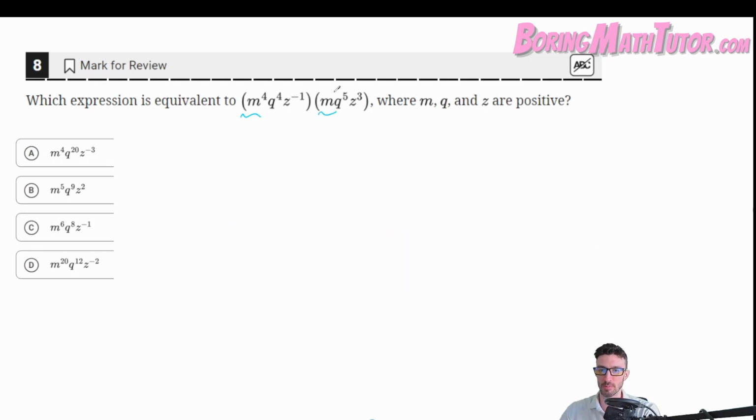Let's get this problem done. m to the 4 times m to the 1. m to the 4 times m to the 1 is m to the 5. Those are the only m's in the problem, and we're done. We don't even have to look at the rest of it because there's no way that any of that other stuff is going to affect the fact that it's got to have m to the 5.